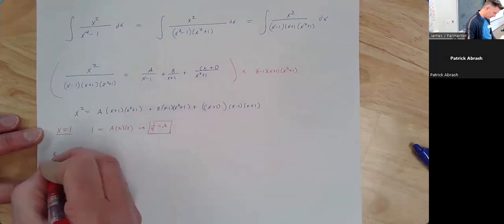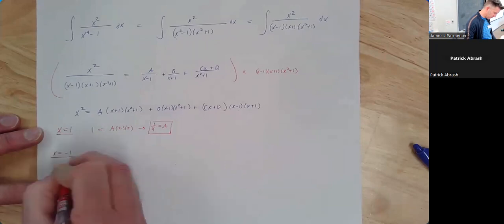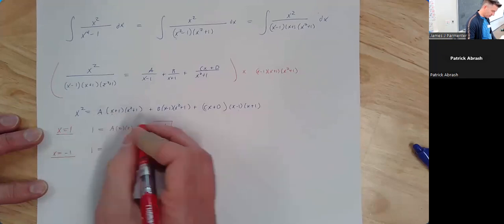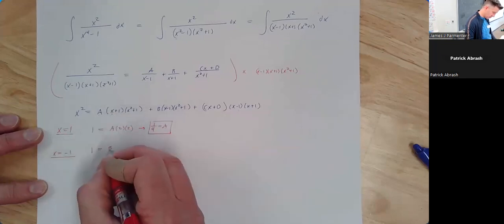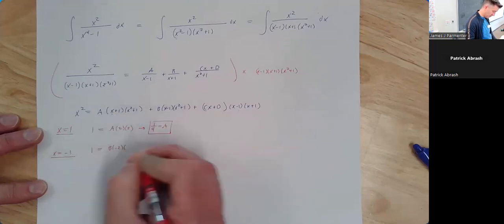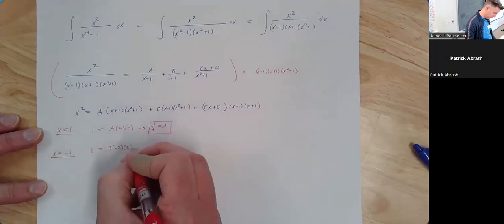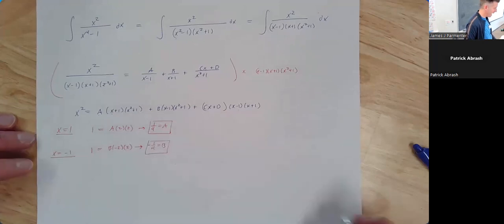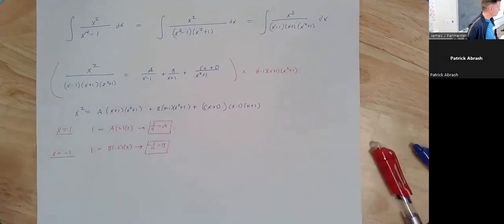Now we're also going to pick x equal to -1. And we're going to get (-1) squared, which is still 1, equal to 0 plus B times -2 times (-1) squared plus 1, which is +2. So -1/4 is going to equal B. And now we have run out of convenient values.